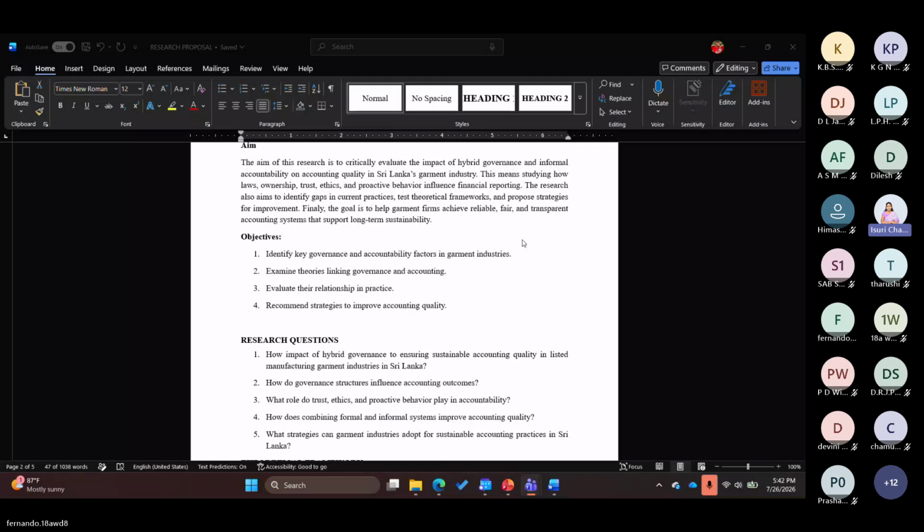We are not including recommendations and suggestions. Those things need not be researched. Those things need to be given at the end of the research.